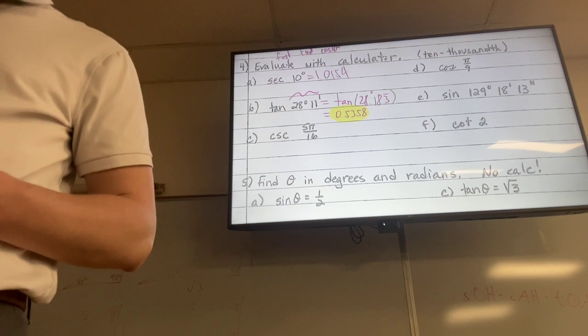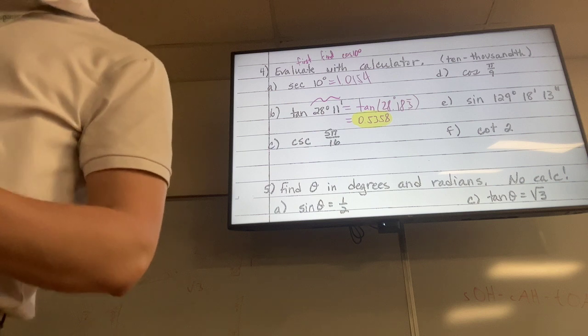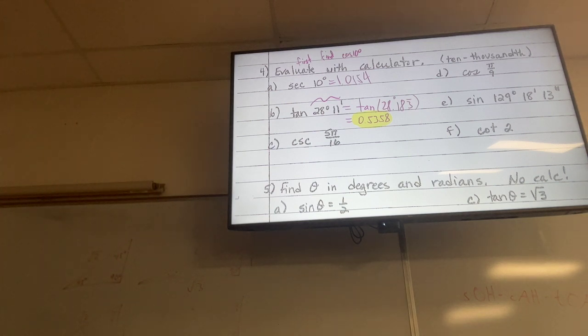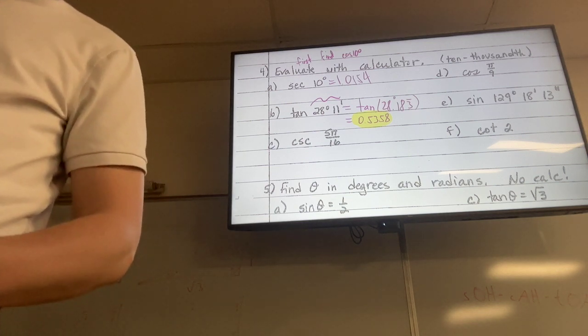Wait, do you not flip it? You flip it for a secant, a cosecant, or a cotangent. Yep, that's a really good question.